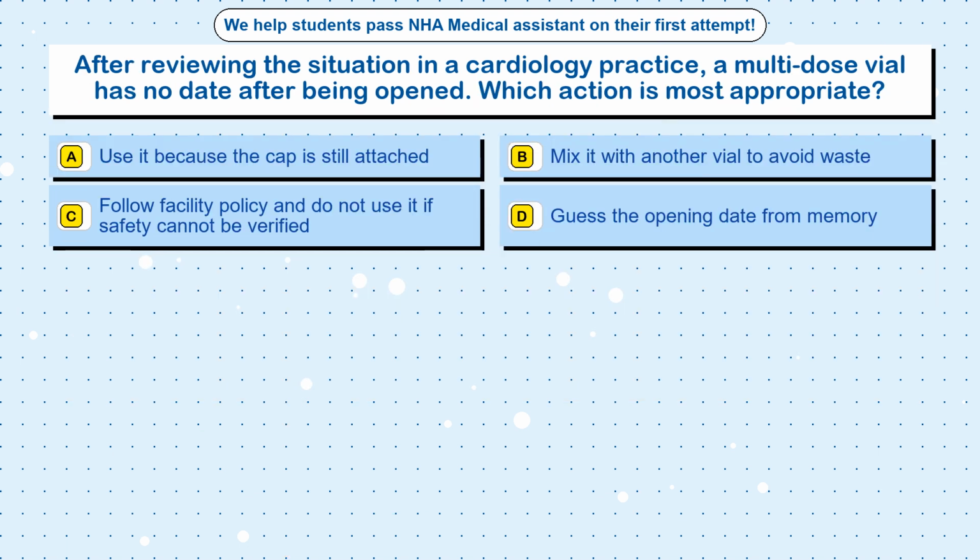Question 82. After reviewing the situation in a cardiology practice, a multi-dose vial has no date after being opened. Which action is most appropriate? Option A. Use it because the cap is still attached. Option B. Mix it with another vial to avoid waste. Option C. Follow facility policy and do not use it if safety cannot be verified. Option D. Guess the opening date from memory.